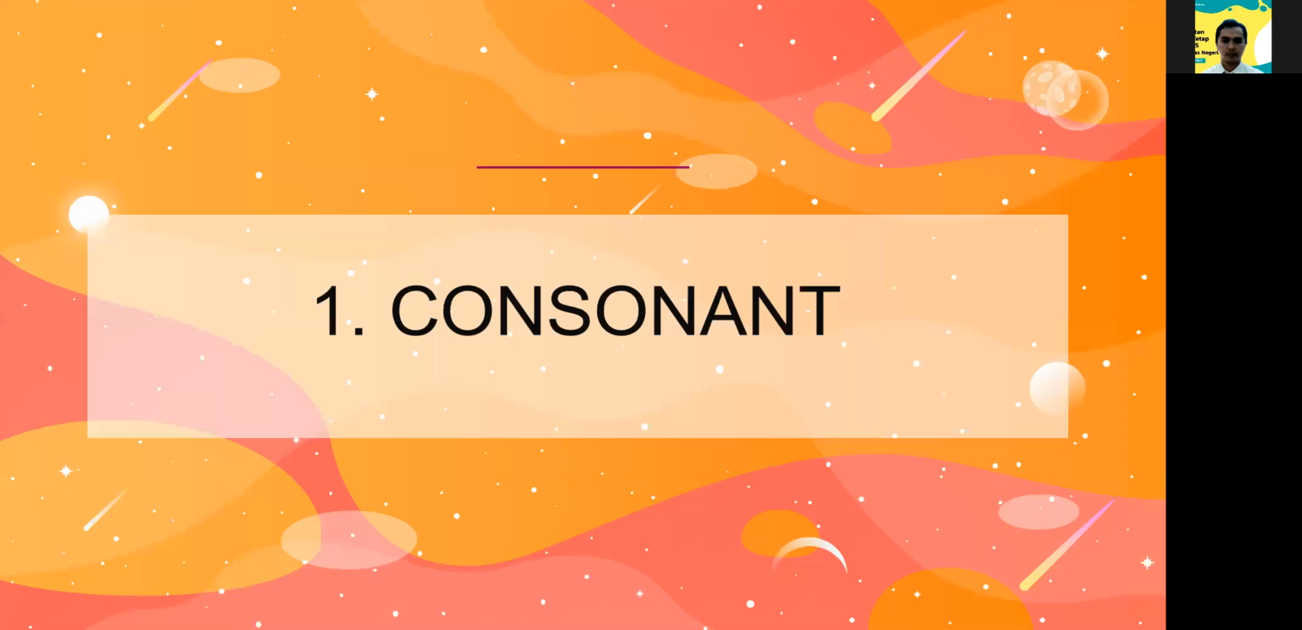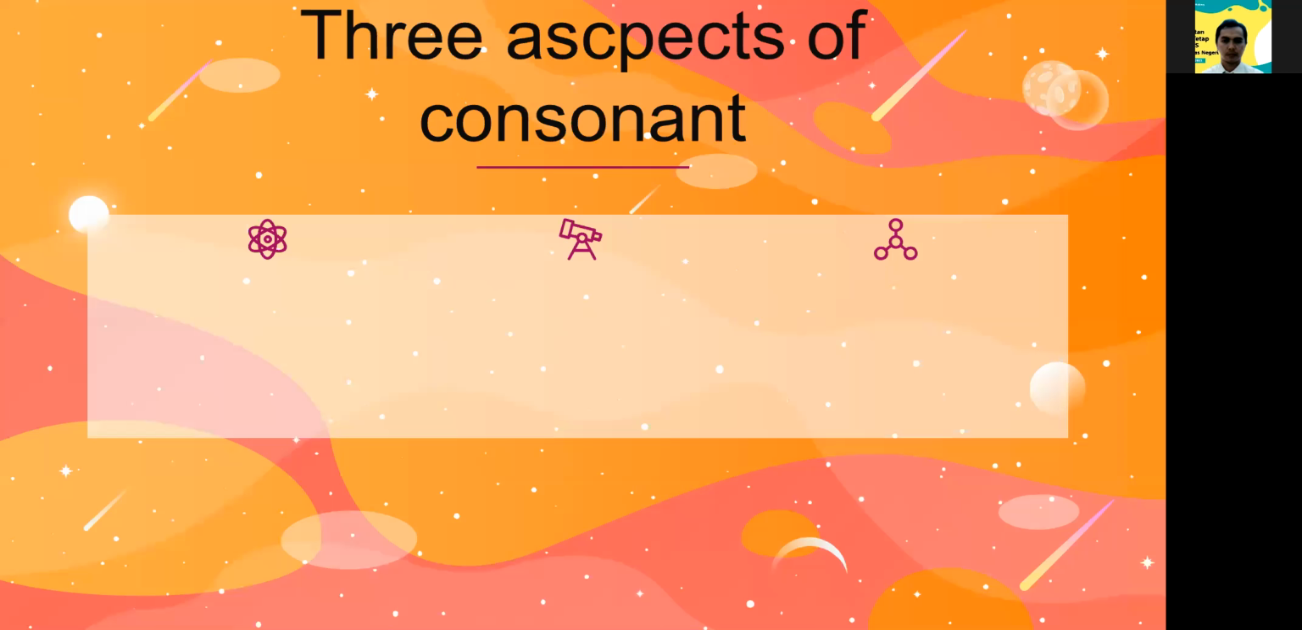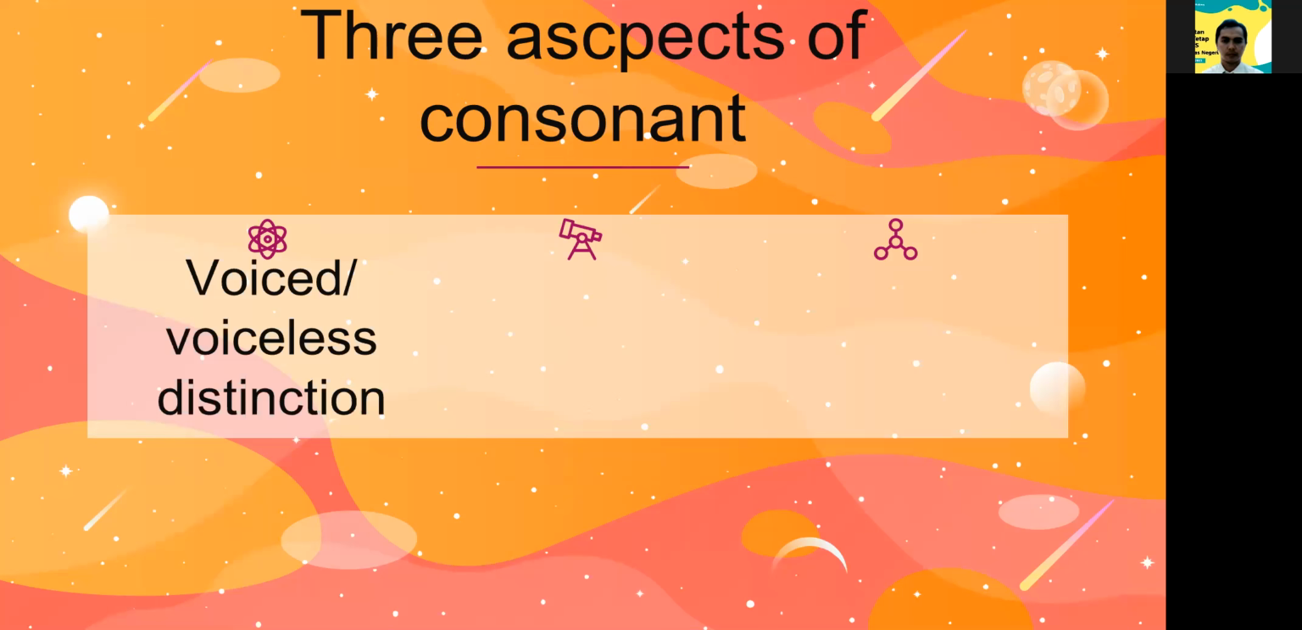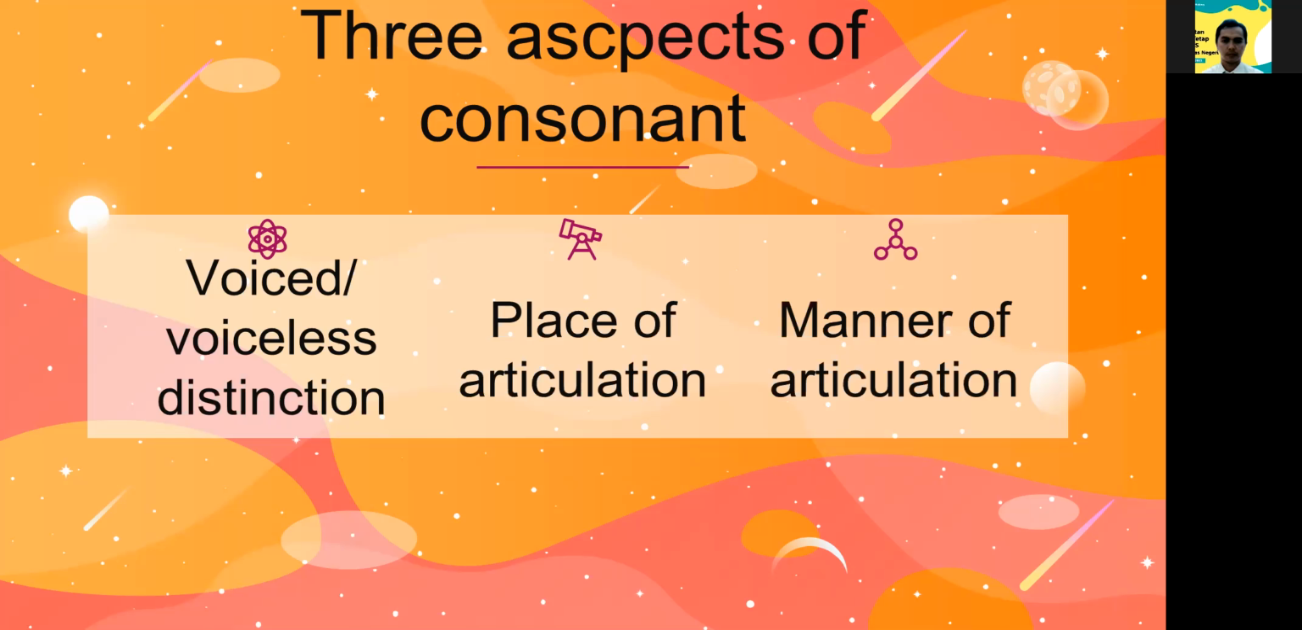The first one is the consonant. There are three aspects of consonants which we need to pay attention to when we are discussing consonants, which include the voiced or voiceless distinction, place of articulation, and the third one is the manner of articulation. We are going to discuss the three of them one by one.